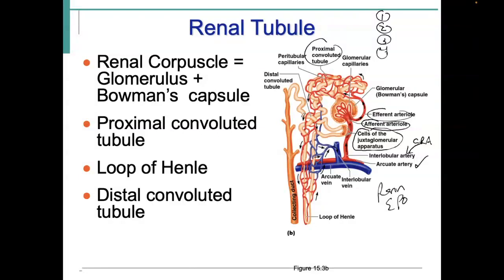You guys are going to own this stuff. So you got Bowman's capsule, PCT, the loop, and the distal convoluted tube. Remember, the loop has a descending limb and an ascending limb.